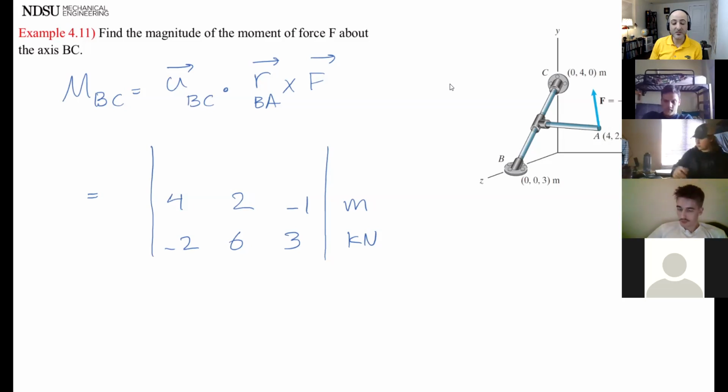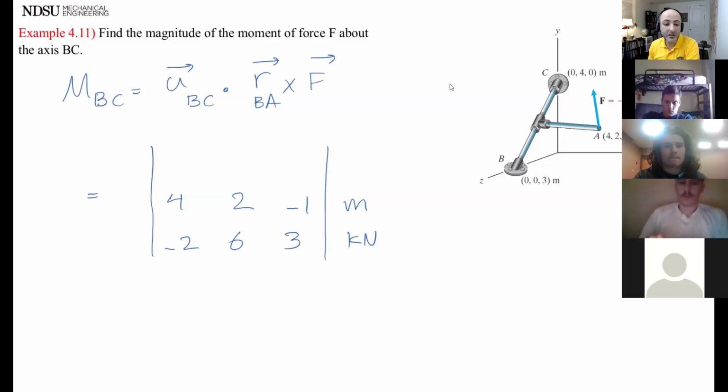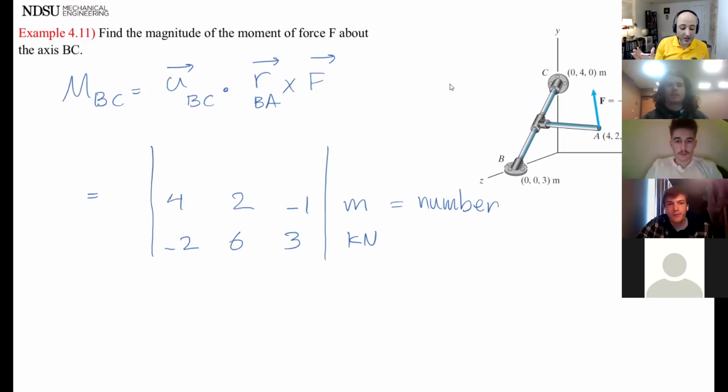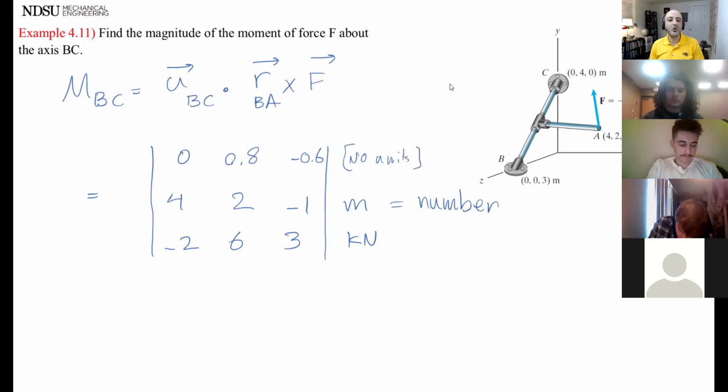So the question is, if I put some sort of IJK anywhere in this matrix, how's that going to mess up my calculations? You wouldn't get a magnitude. I wouldn't get a magnitude because then IJK shows up somewhere, right? All I want out of this matrix is a number, so everything that goes in it should be a number only. So what do you think should go in the first row? The unit vector, without the IJK. Do not put the IJK. 0, 0.8, minus 0.6, and it has no units. So that's the only difference.